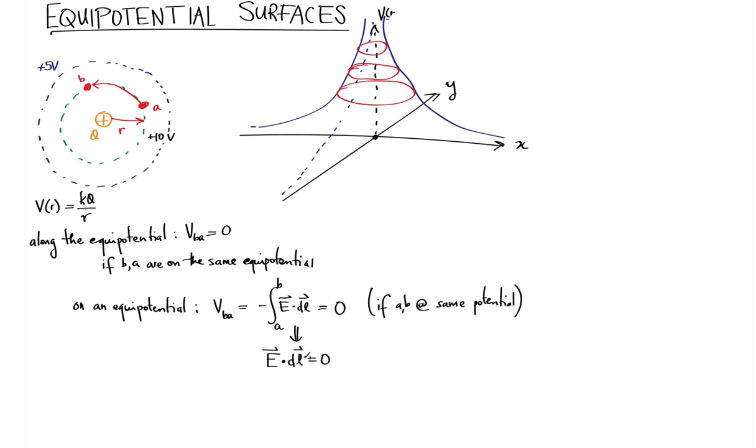Right? And since dl is basically taking the path of that equipotential, taking the path of that contour, the only way that can happen is if E is perpendicular to dl everywhere in that potential. So basically, in other words, E is always perpendicular to an equipotential surface.